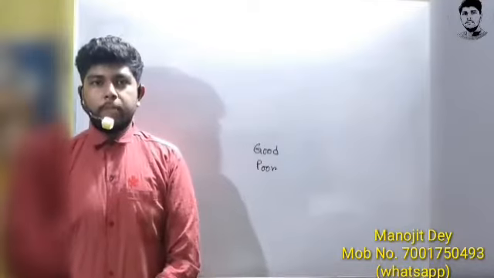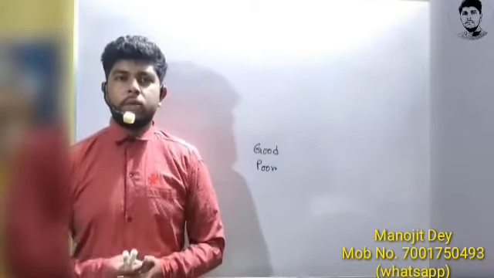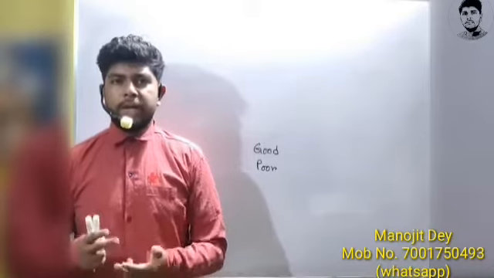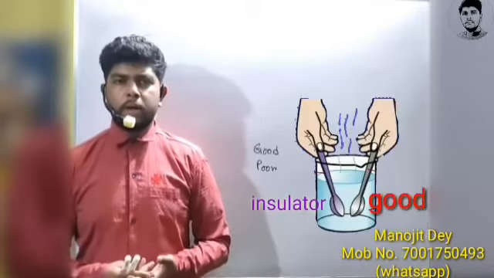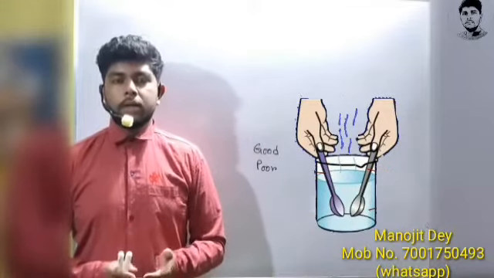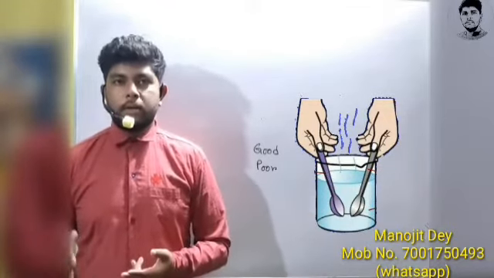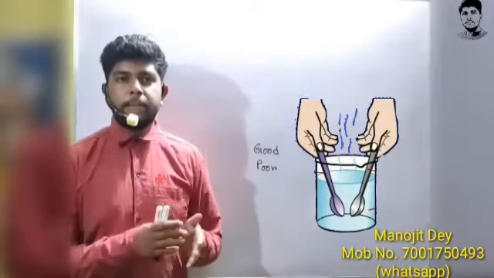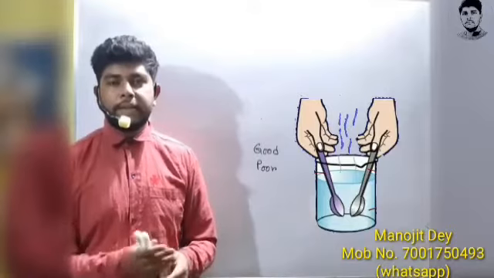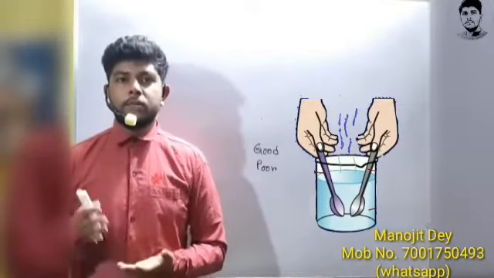Students, if we talk about conduction, there are two types of material which conduct heat. Those materials are called conductors. There are two types of conductor: one is good conductor and one is poor conductor. A good conductor is a material in which heat transfers from one part of the material to the other part very easily. A poor conductor means heat cannot flow easily from one part to another part. A poor conductor can also be called an insulator.